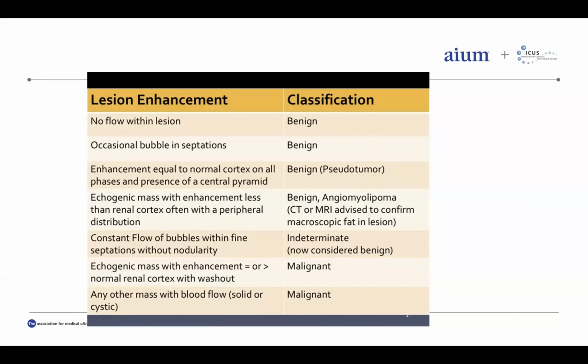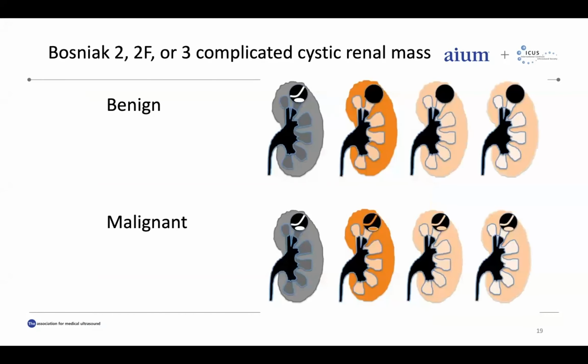Constant flow of bubbles within a fine septation without nodularity. We initially considered indeterminate, but we have now followed all those and they've been benign, so we now consider them benign. Echogenic mass with enhancement equal to or greater than normal cortex without washout, malignant echogenic renal cell carcinoma. Any other mass with blood flow, solid or cystic, as malignant.